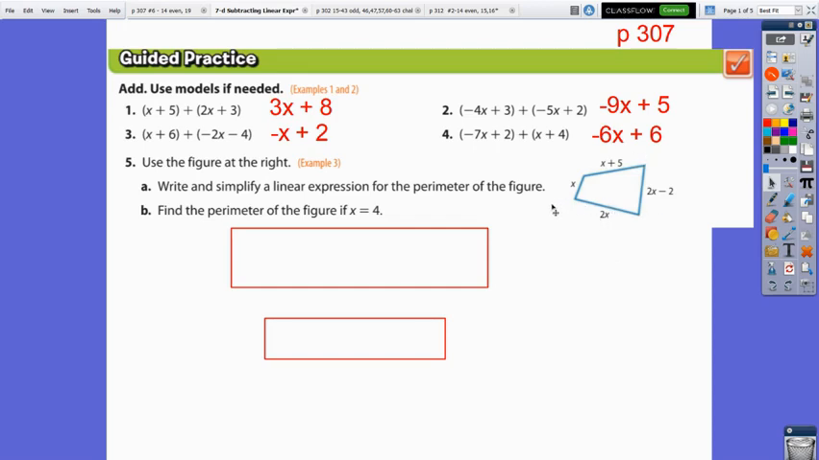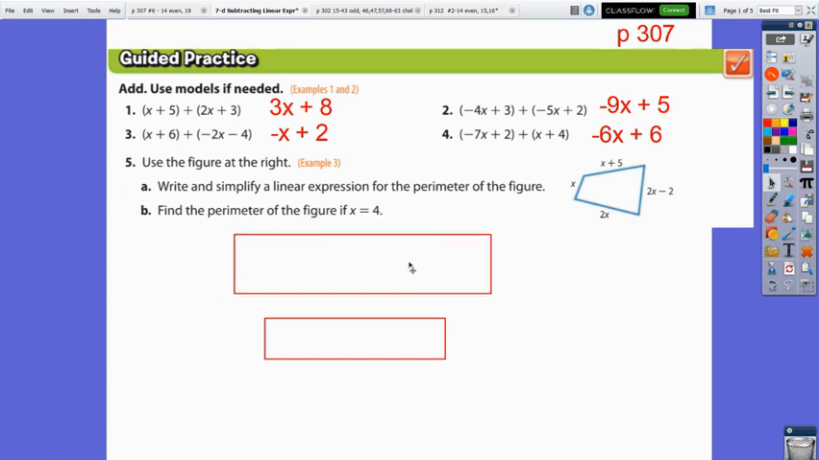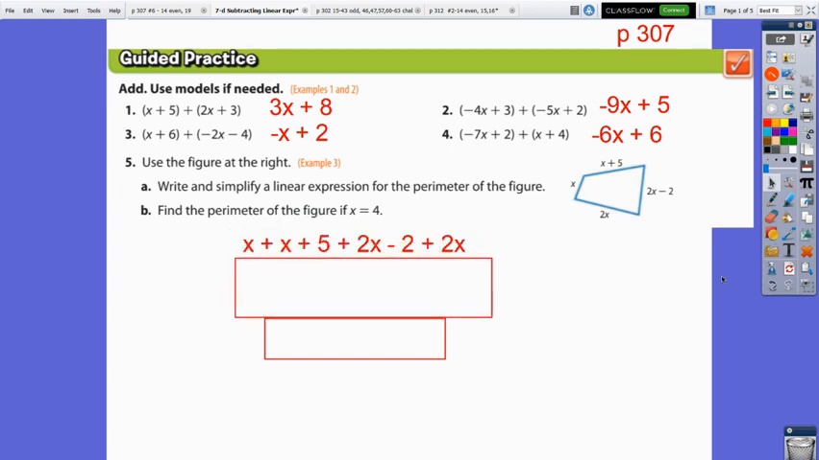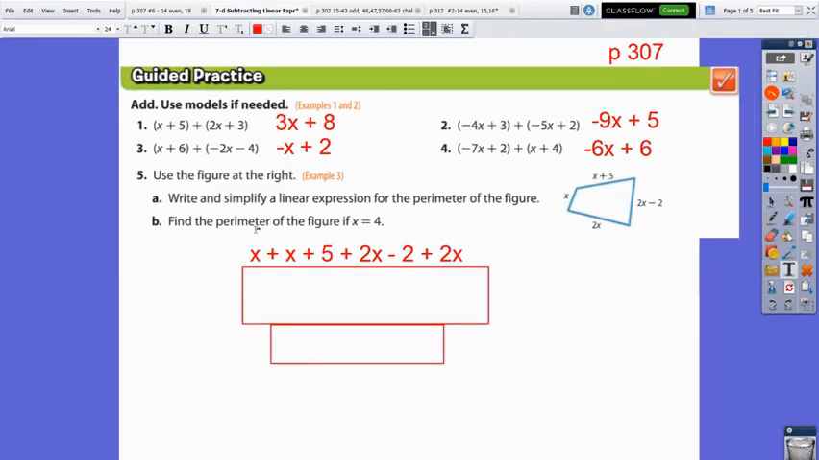So the linear expression for the perimeter of this figure is x plus 5 plus 2x minus 2 plus 2x, adding all of the sides together. You could put them in parentheses if you wanted to, just for clarification of what goes where. So you can put parentheses here, x plus 5, and then plus 2x, and then minus 2. I'm sorry, 2x minus 2.